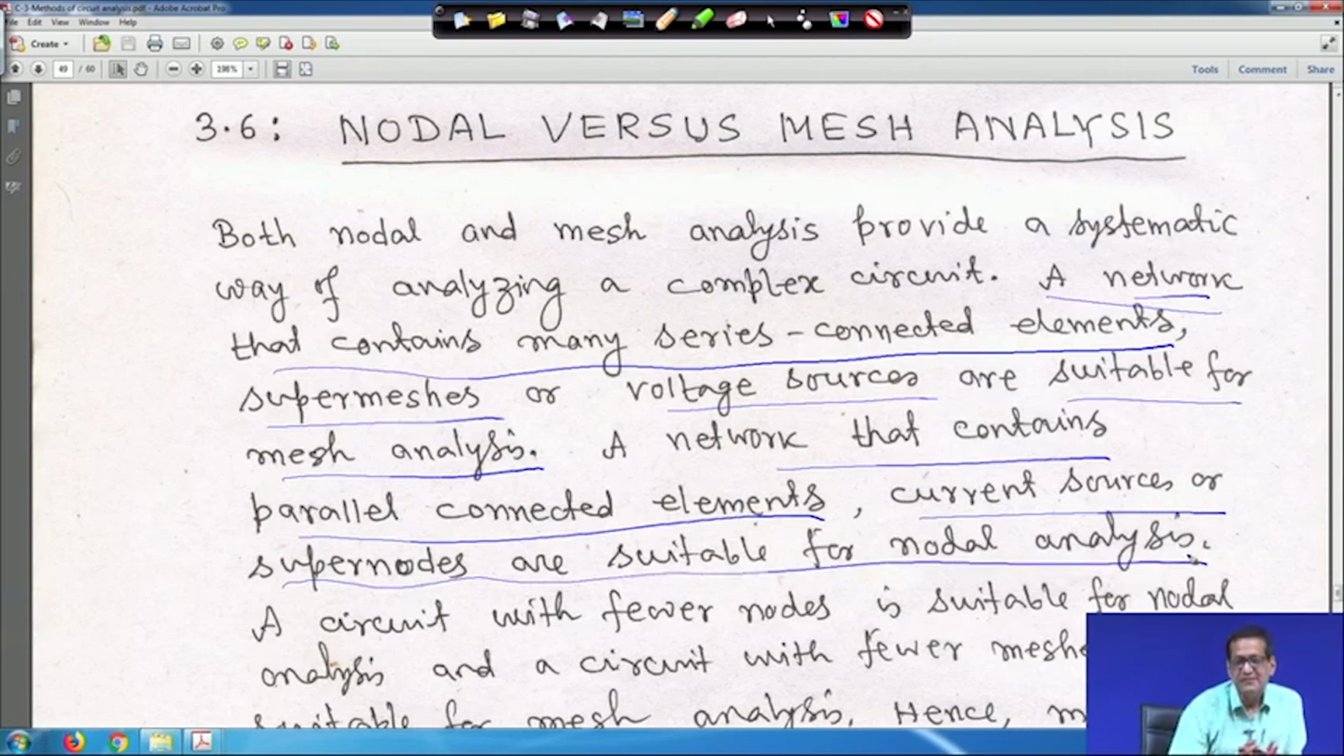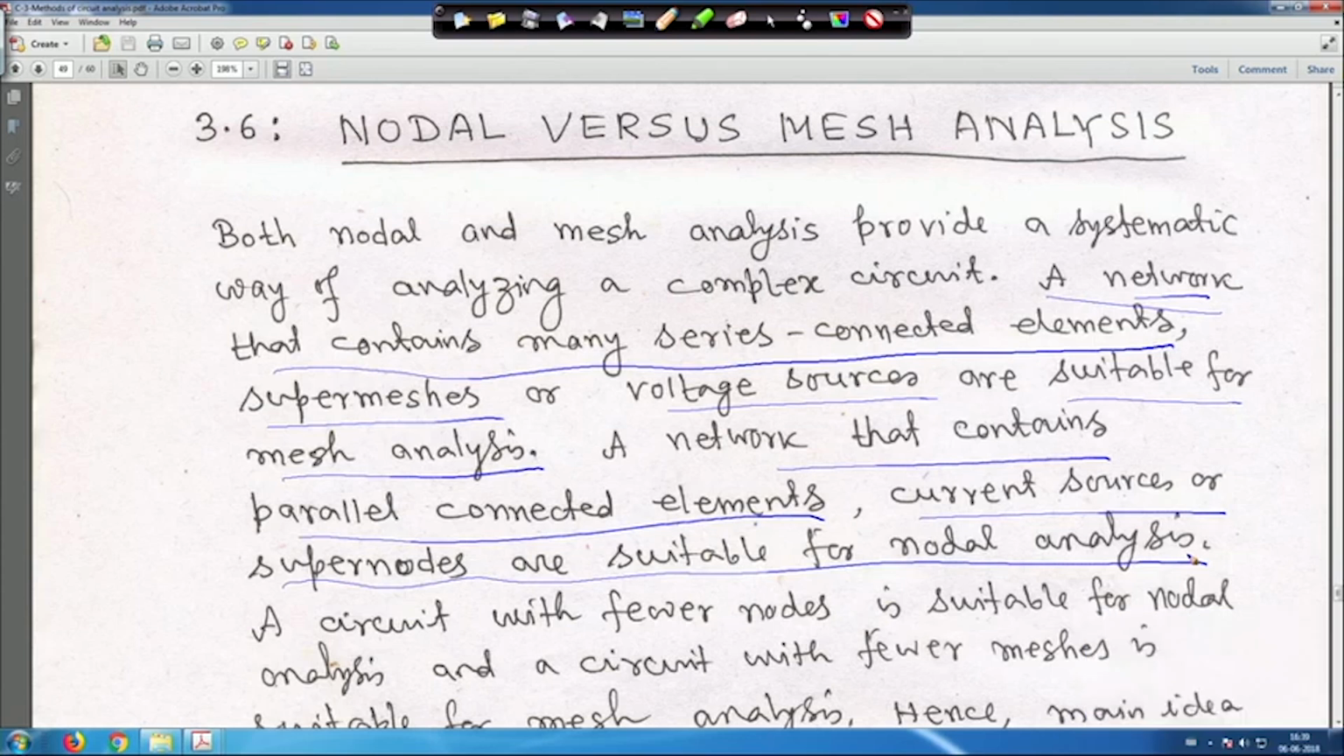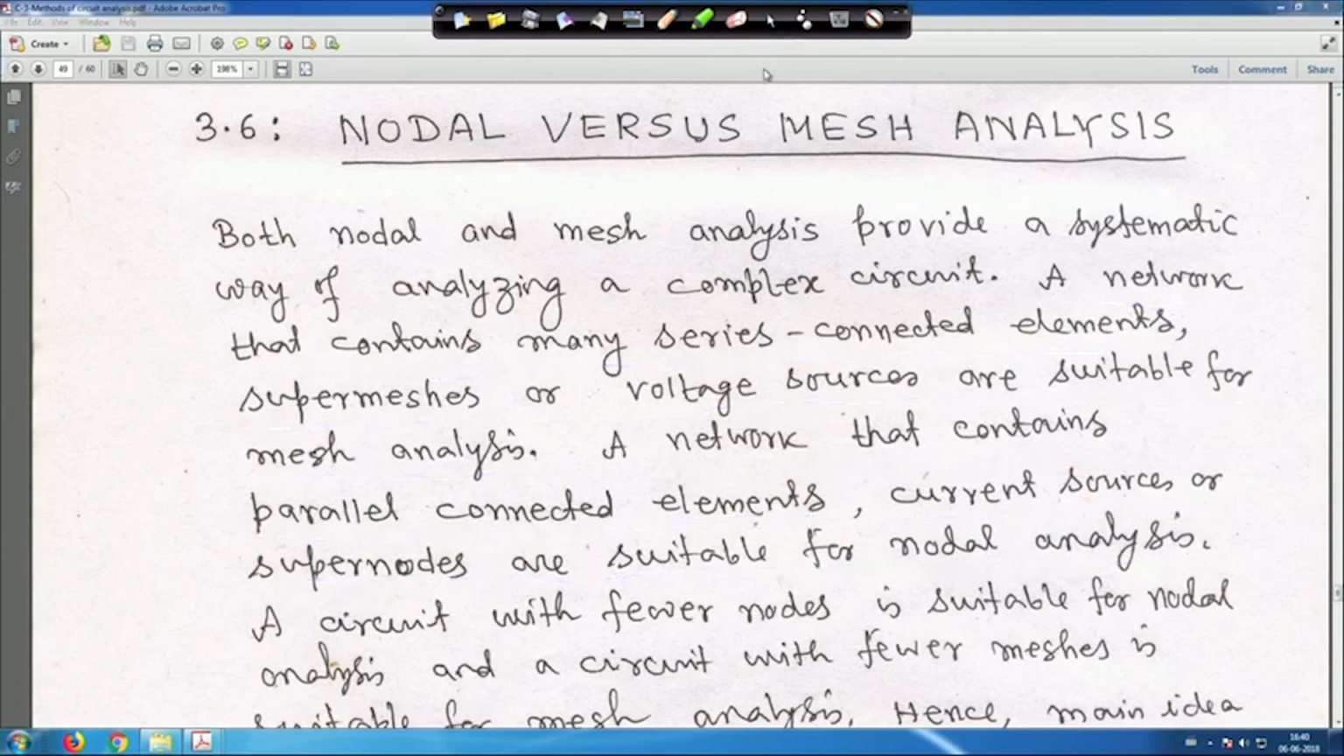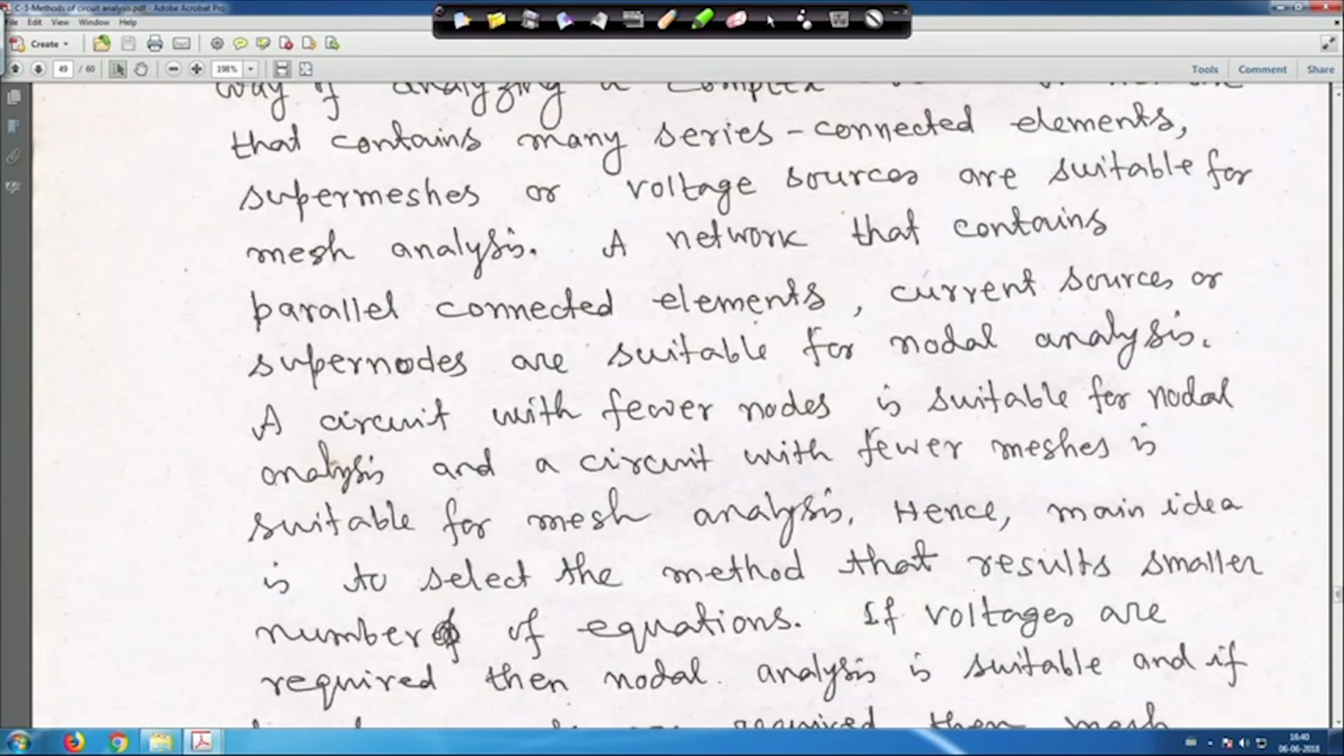But this is just a rule of thumb. The actual question is where you have a minimum number of equations, because a minimum number of equations means your computation time is less. So, you have to see whether nodal analysis or mesh analysis is suitable, such that you have a minimum number of equations. That is the idea for nodal or mesh analysis.